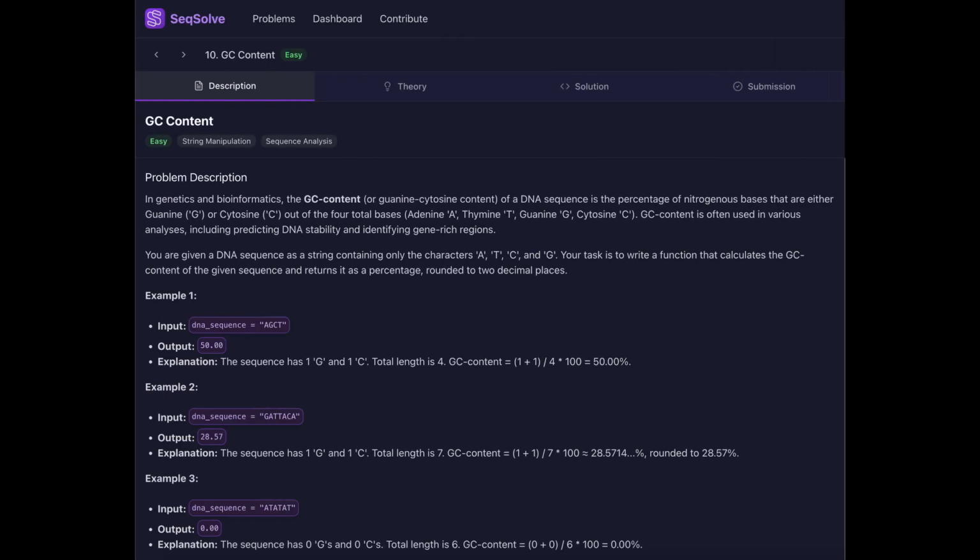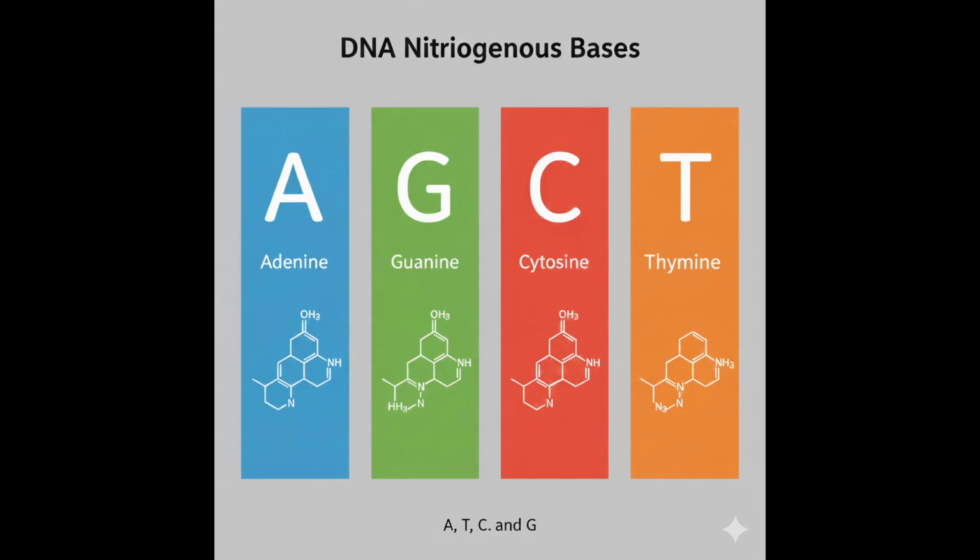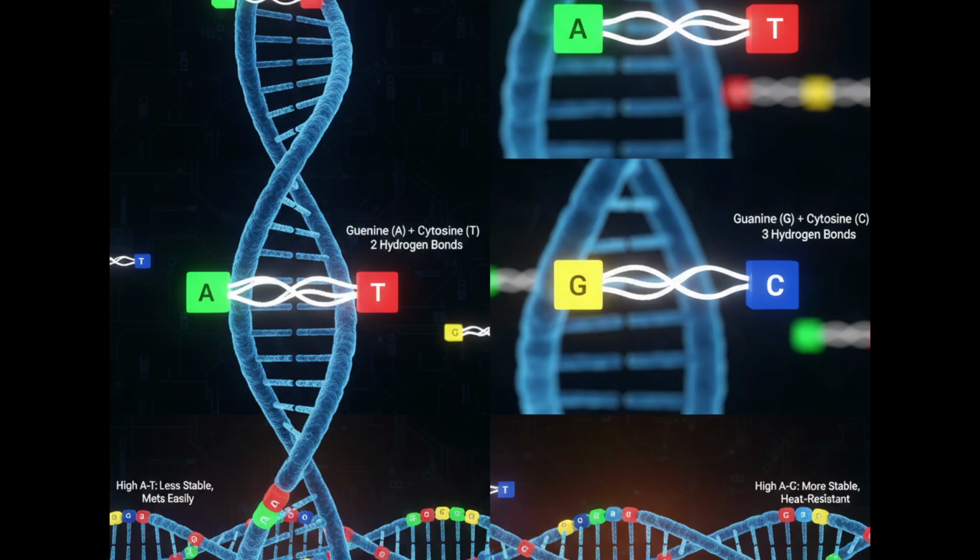The first problem we'll solve is the GC content problem, which is one of the most fundamental problems in bioinformatics. Before solving it, let's understand what GC content means. DNA sequences are composed of four nucleotides: adenine, thymine, guanine, and cytosine. GC content is simply the percentage of nucleotides in a DNA sequence that are either G or C.